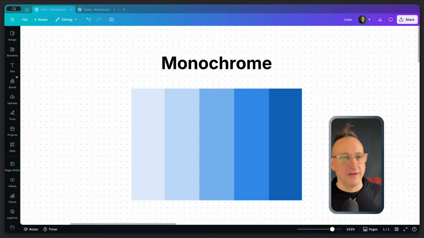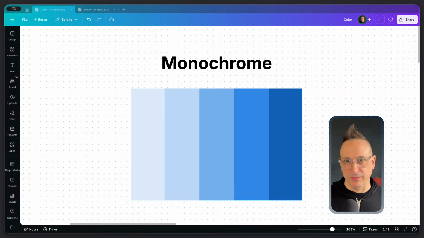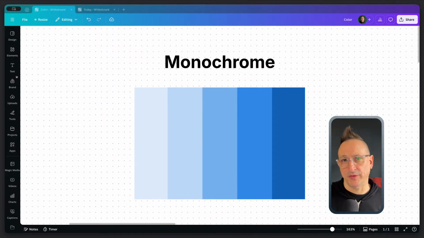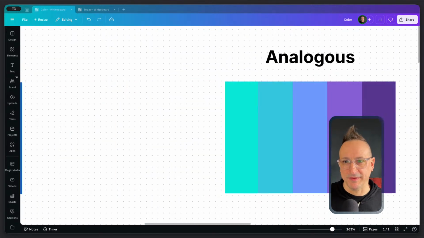These could be all greens, purples, reds, orange, whatever. So a monochrome palette is exactly what you think. It's total mono. They're all from the same color. They're just different levels of saturation or shades. So what we've got here is 5 sort of blues. Now, I'm not going to spend too much time on monochrome.